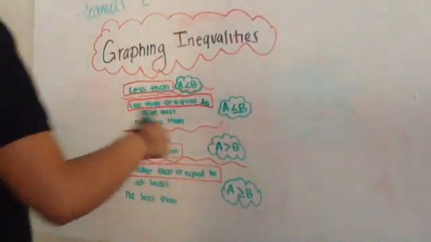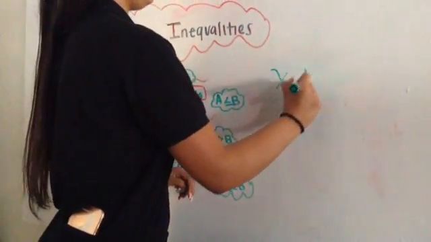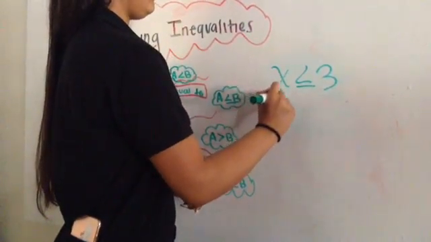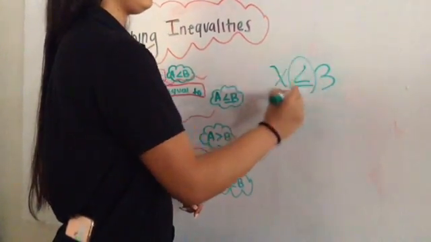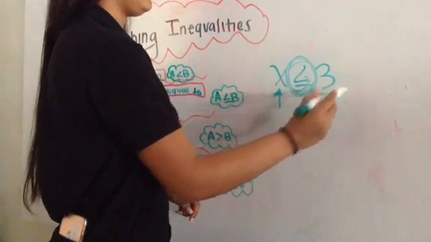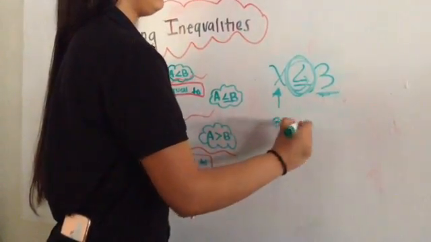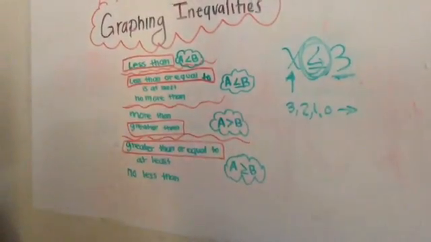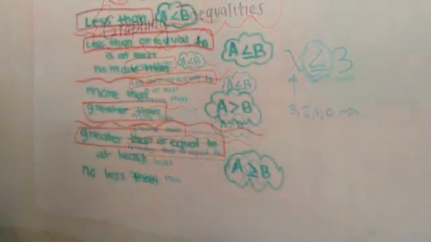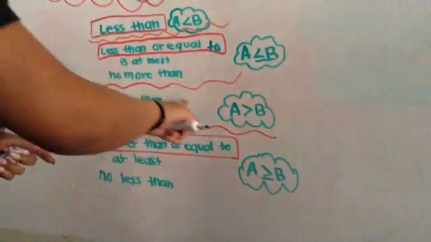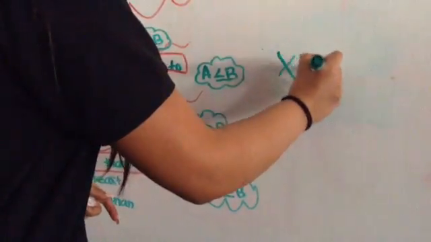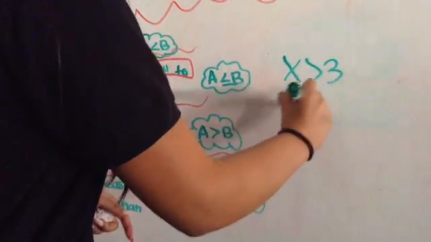Another example could be x is less than or equal to 3. So here x can be any number, but because it has equal, it can also be 3. So it can be 3, 2, 1, 0, and so forth. This is because it is less than or equal to. Okay, this process can be applied to both of these, but you always have to remember that the variable always has to go first. So here would be x is greater than 3.